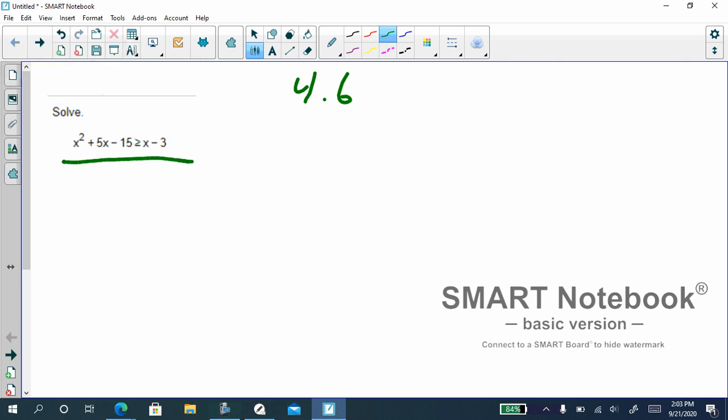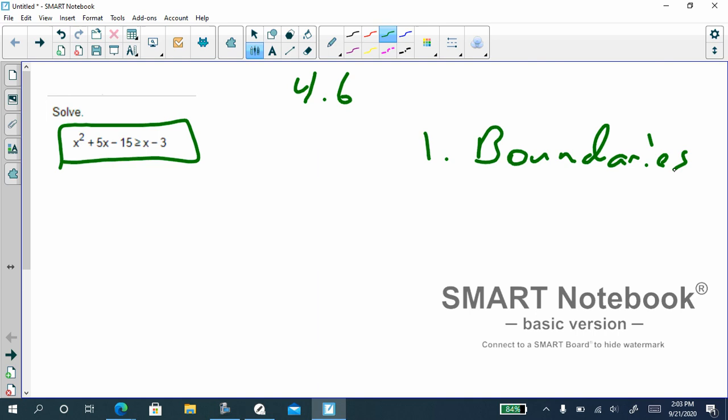So the first problem we have is a quadratic inequality. We're going to do this in two general steps. We're going to find our boundaries, and our boundaries are what make the two sides equal.